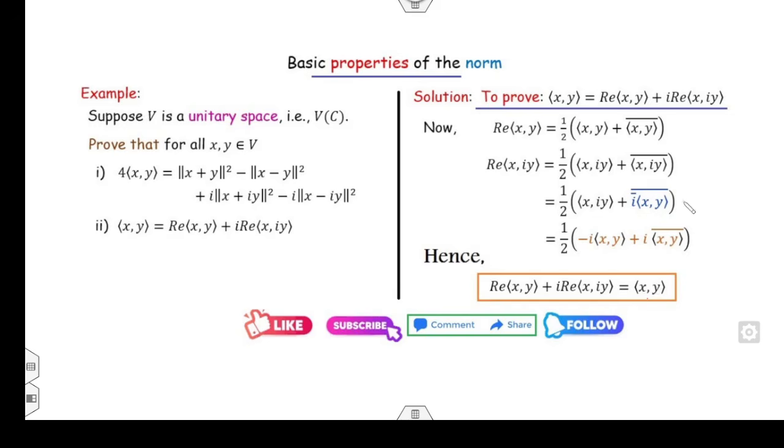Fine. So that's very simple. You can multiply this by iota, this multiply by 1 and add it. So you will get the required expression.